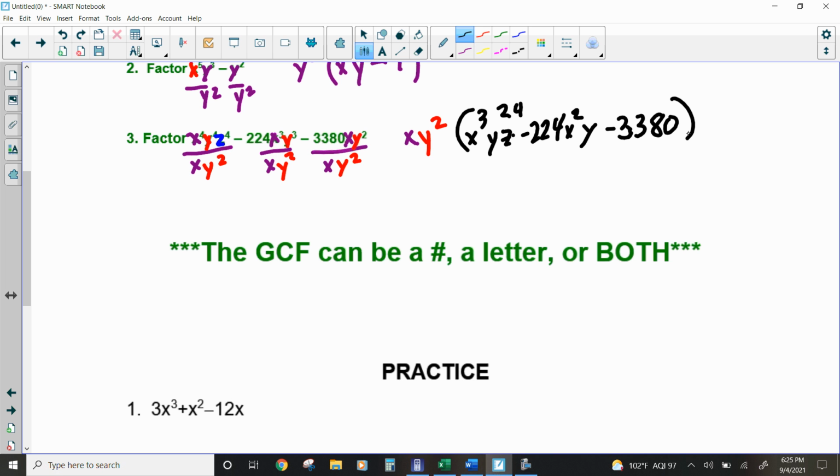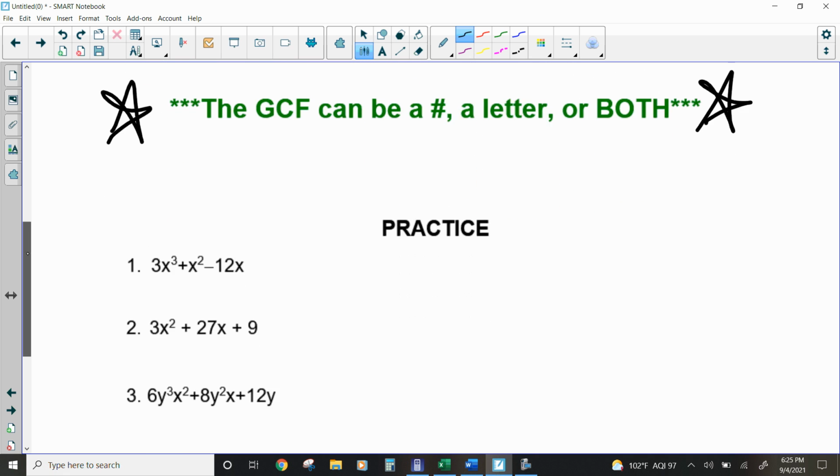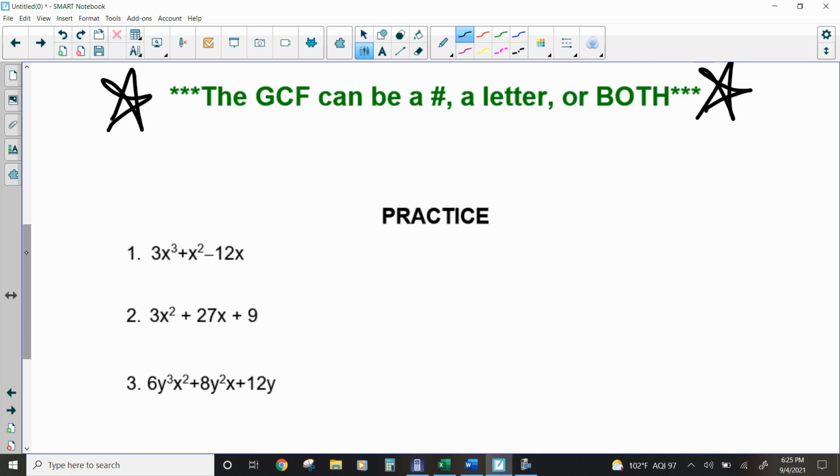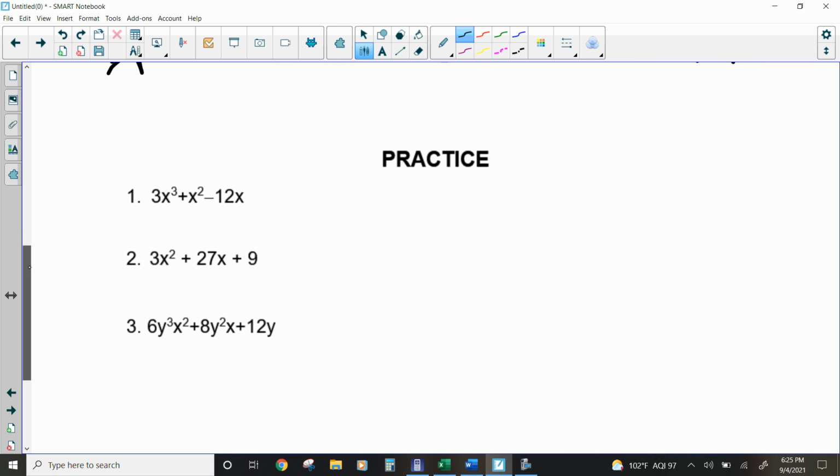Now here's the catch though. When we see our problems, it doesn't matter how many terms they have, it could be a binomial or a trinomial, we have to always check if there's a number and a letter, because there is the possibility that it could have both. It could be one, the other, or both. Okay, so here's how this is going to work.